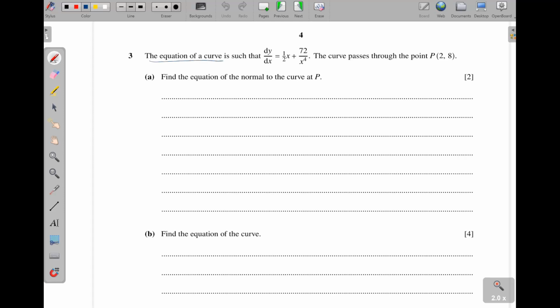Question 3. The equation of the curve is such that dy/dx is equal to that. Then the curve passes through this point here. Find the equation of the normal to the curve.